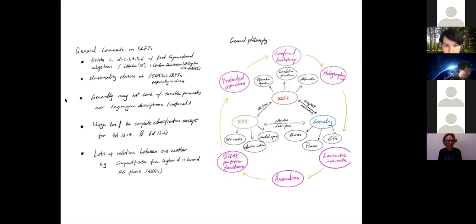which is not available unless you are in this EFT phase. There are also things such as anomalies, which can be extracted from any of the descriptions. From the EFT description, typically it comes from some anomaly matching on the moduli space. From the geometry, it can come from some anomaly inflow. And from a CFT perspective, sometimes this can be extracted from the conformal bootstrap problem.